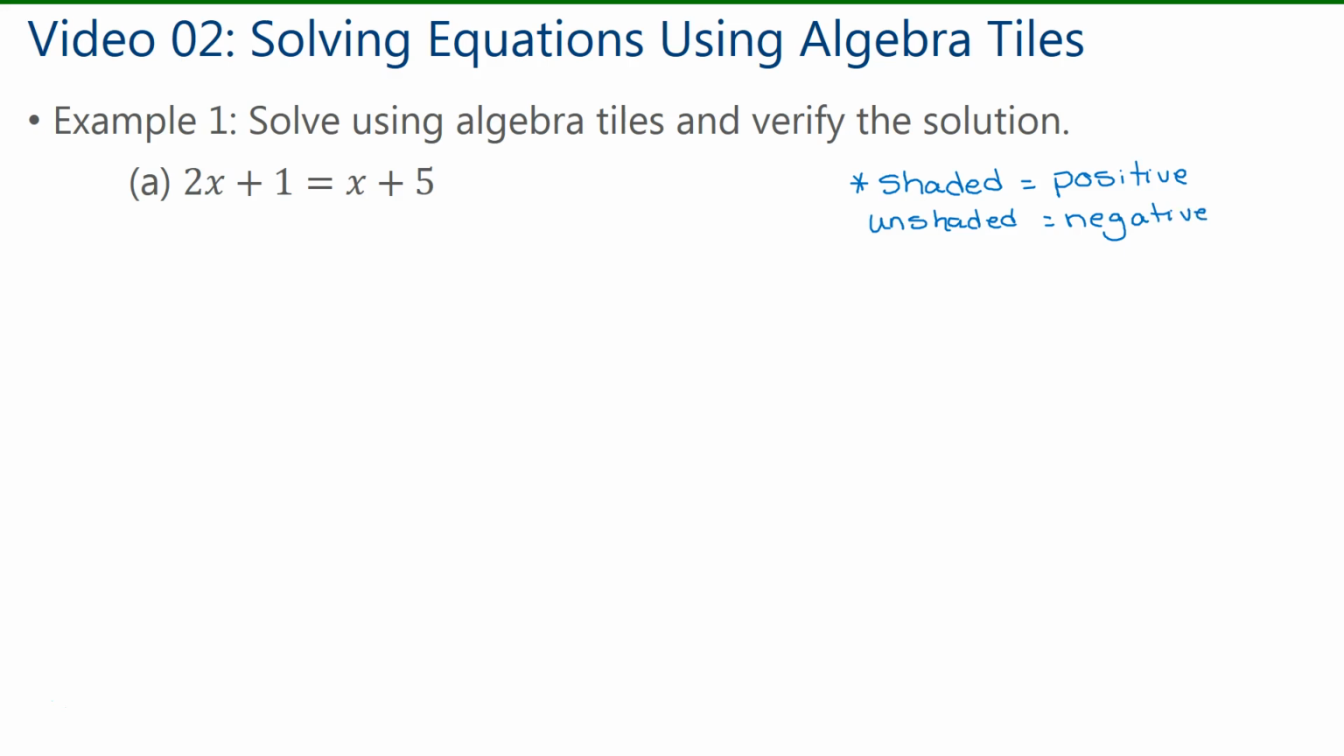Now in A, we have 2x plus 1 equals x plus 5. So since all the terms are positive, all of our tiles will be positive. So I'm going to divide the tiles here, left side and right side. And on the left, I'm going to draw two positive x tiles and one positive unit tile. And on the right, I'm going to draw one positive x tile and 5 positive unit tiles.